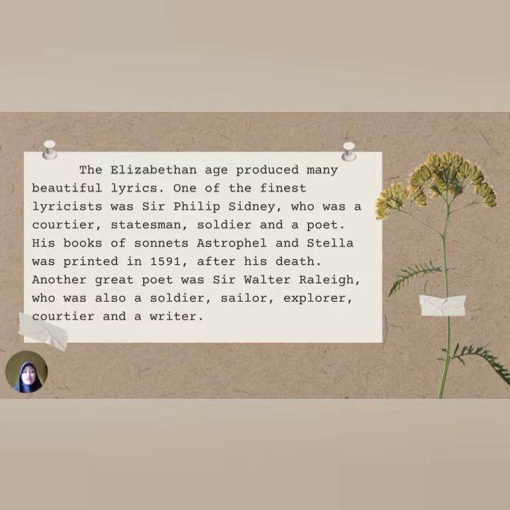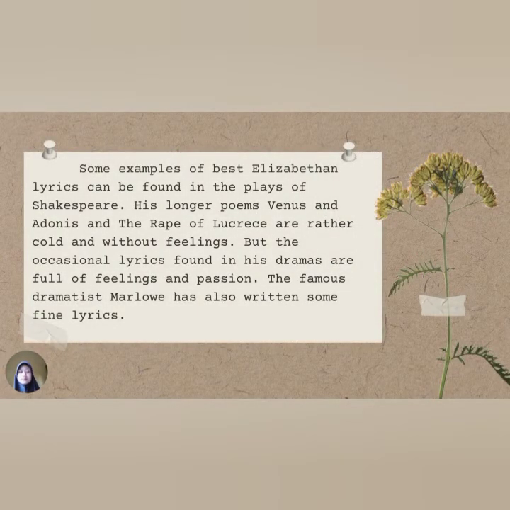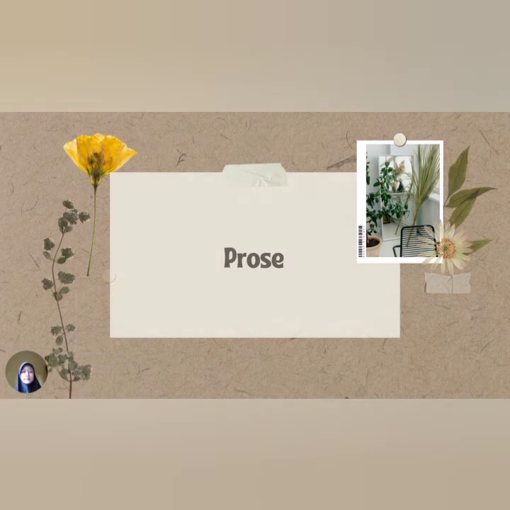Another great poet was Sir Walter Raleigh, who was also a soldier, sailor, explorer, courtier, and a writer. Some examples of the best Elizabethan lyrics can be found in the plays of Shakespeare. His longer poems, Venus and Adonis and The Rape of Lucrece, are rather cold and without feelings, but the occasional lyrics found in his dramas are full of feelings and passion. The famous dramatist Marlowe has also written some fine lyrics.